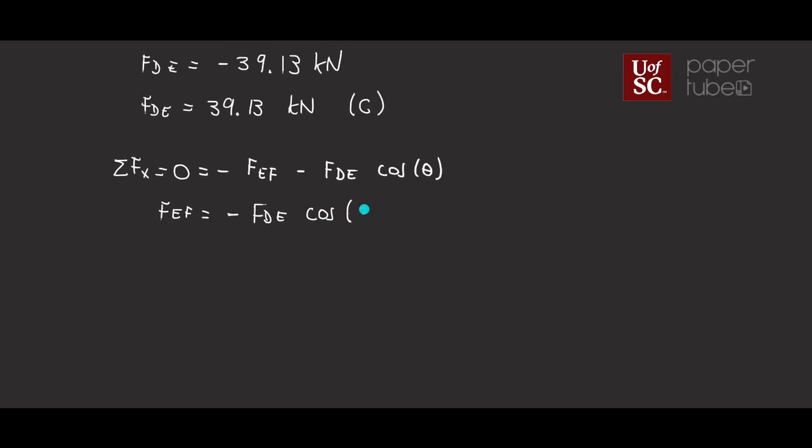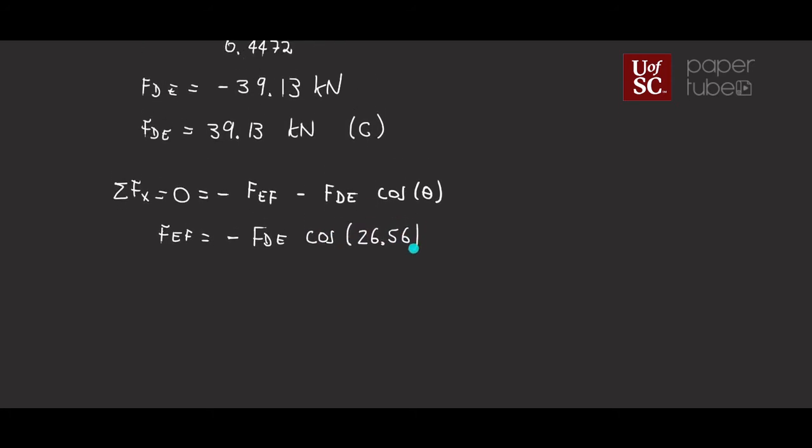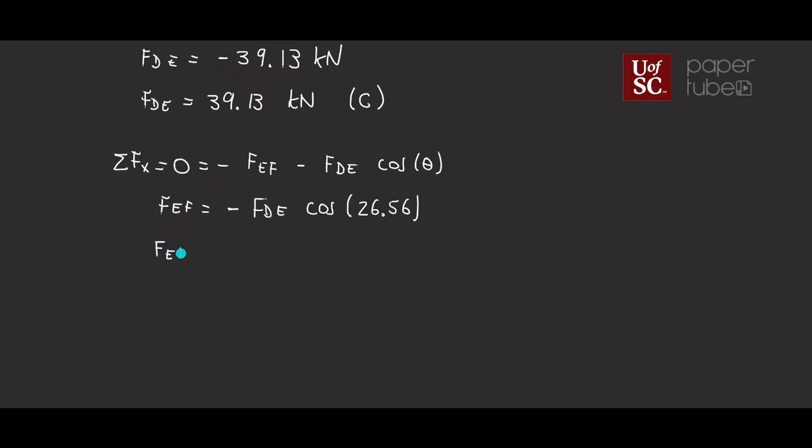cosine of 26.56. And now look at this. I have not put the number yet, because to continue with my calculations, I need to use this negative. Okay? To be consistent with my free body diagram, I need to use this negative. So FEF is equal to minus 39.13 cosine of 26.56. I believe I did these calculations correctly early.